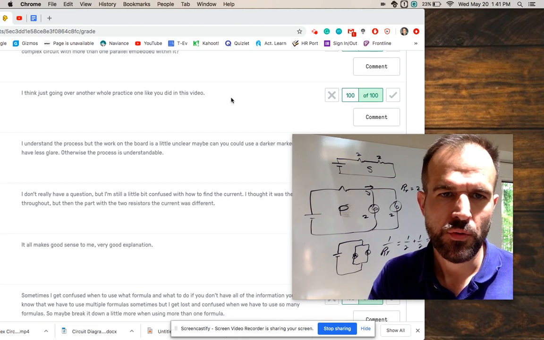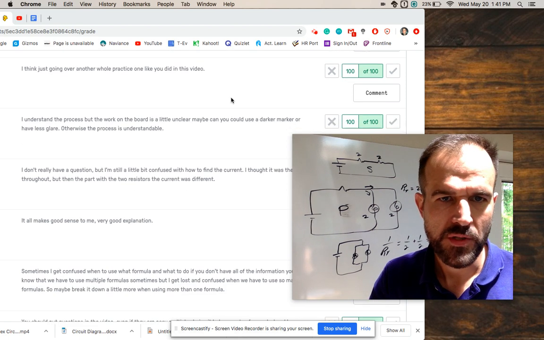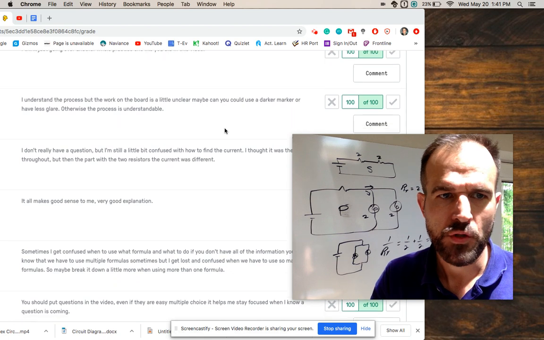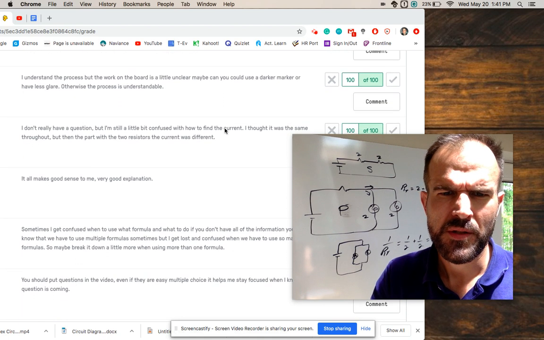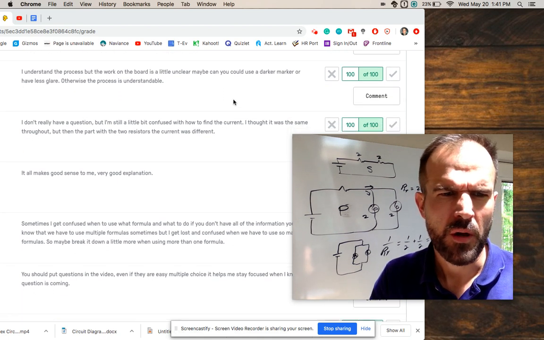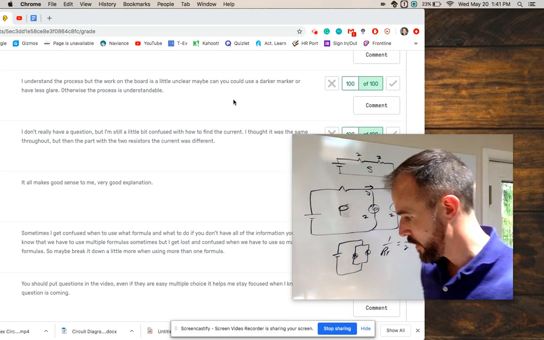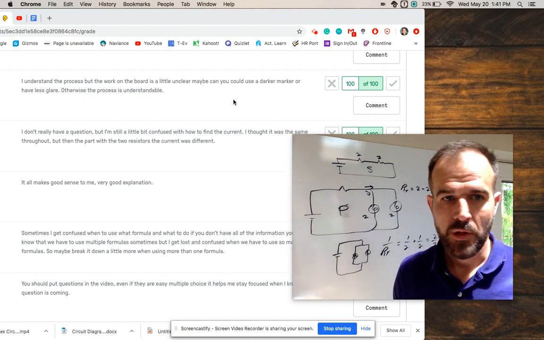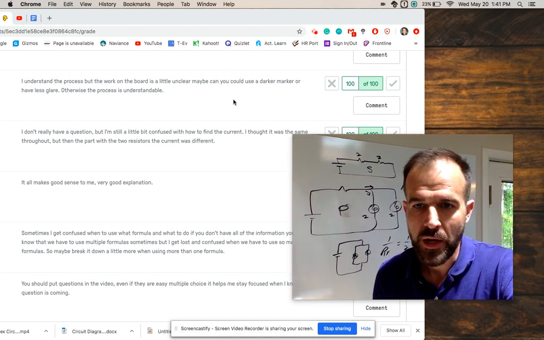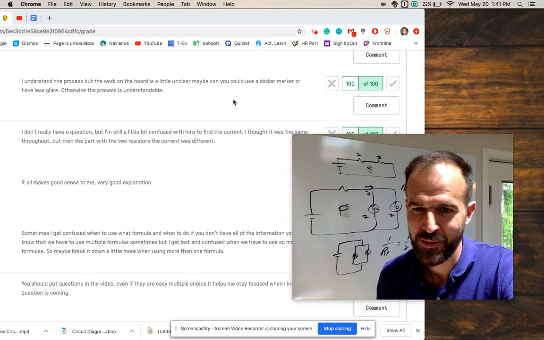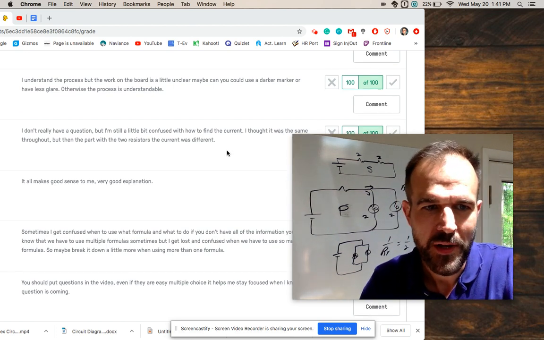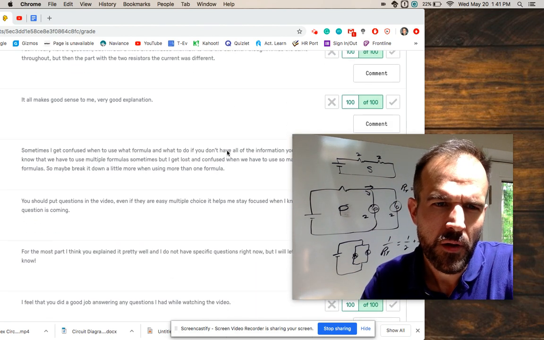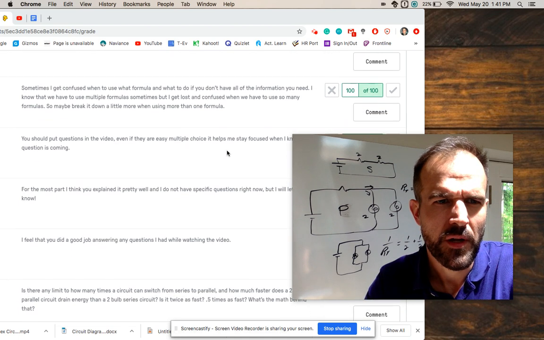All right, I got two other complex ones now that you can check out. I understand the process. It's unclear. Maybe use a darker marker. Oh, and glare. Okay. All right. Well, I got all my markers. I got my markers after a month and a half on Amazon. All right, I'll work on the glare. I know some of the glare can be distracting. Good explanation. All right, I try.